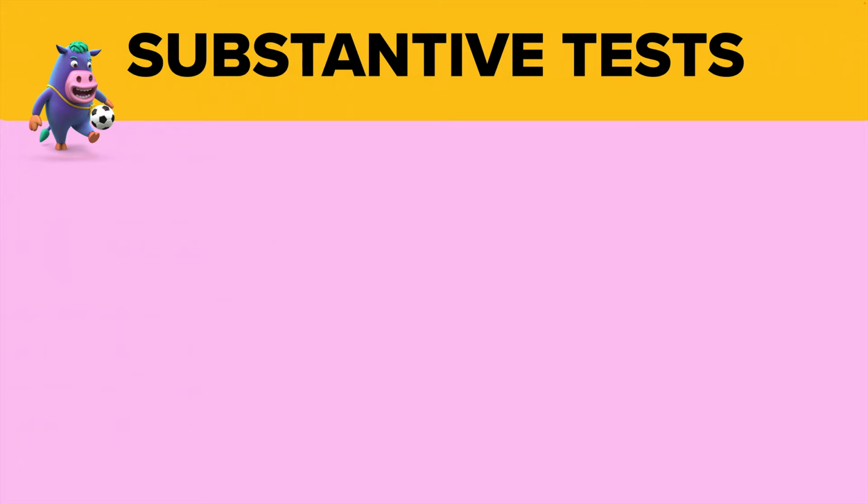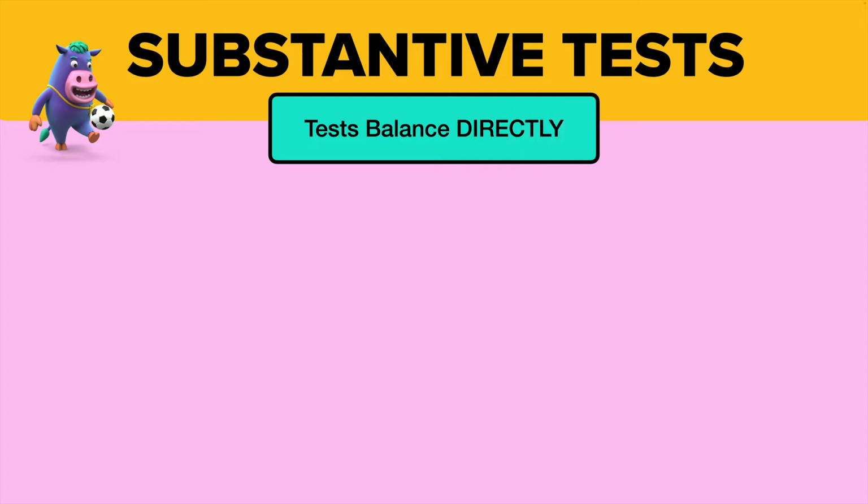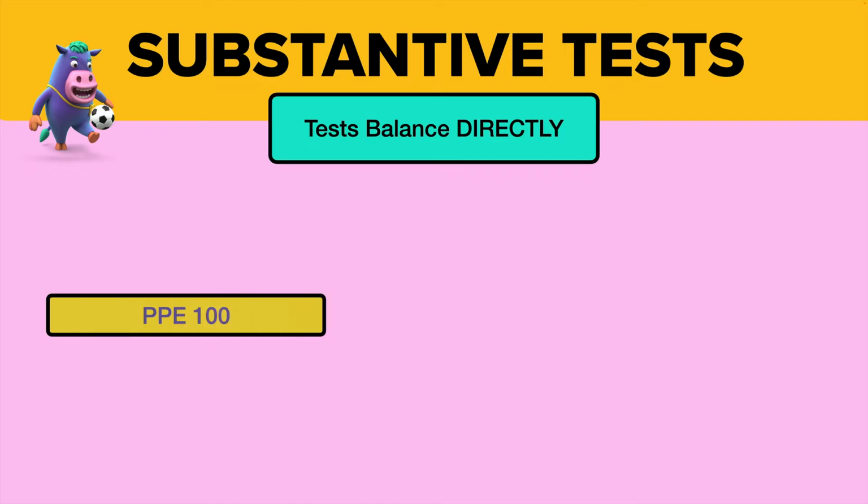Right, this is a topic that a lot of students do struggle on, substantive tests. Now, what you've got to realise is you're testing the accounts directly. Here I say I'm testing a balance directly. We find balances on our balance sheet, on our statement of financial position. So for example, something like PPE, and it says in the accounts PPE is in at 100. We've got to test that balance directly when doing substantive tests.